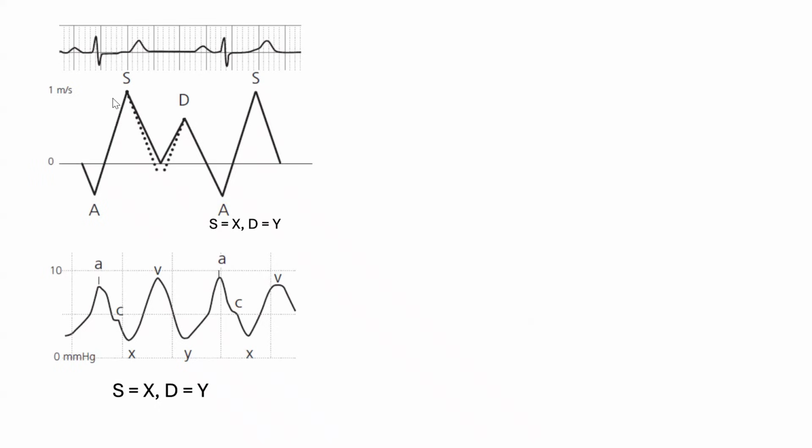Whereas as you get older, you get less LV recoil, so S may become bigger than D, especially in older individuals, where you get a further rise in LA pressure with atrial contraction. So they get a slightly deeper X compared to Y and a slightly higher S than D, still within the normal range.